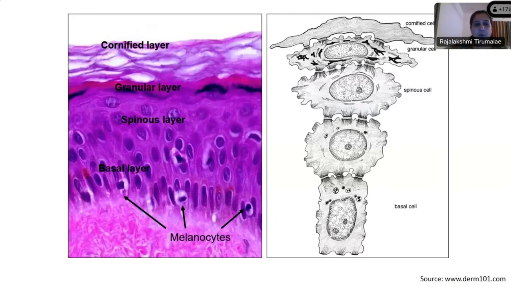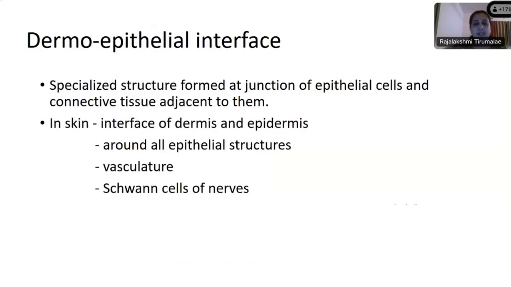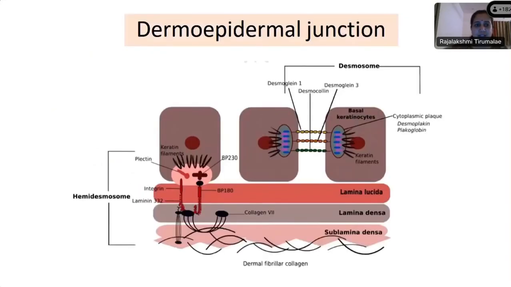This is the structure of the epidermis. From top to bottom, we see the stratum corneum, the stratum granulosum, the stratum spinosum, and the stratum basale. And you have the melanocytes that are interspersed in between the basal keratinocytes. Now, the dermoepithelial interface. Notice that I don't use the word dermoepidermal, because it's a dermoepithelial interface: it goes around all the adnexal structures, the vasculature, as well as the Schwann cells of the nerves, right? So this is a highly specialized structure.